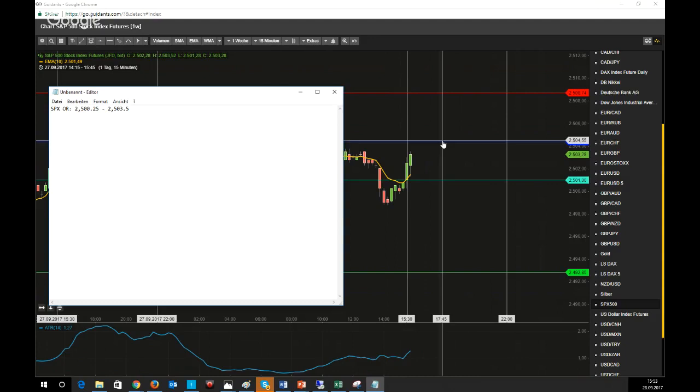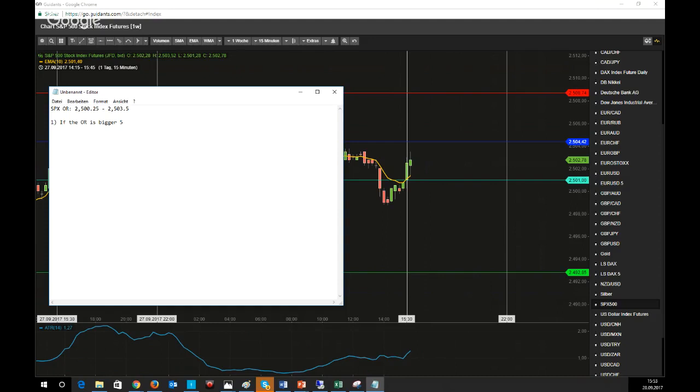If we have such a range, so first, if the OR open range is bigger than 5 points, we go to step two. Where do we trade in relation to the EMA 10 on a 15-minute time frame? So, obviously, we are trading above.